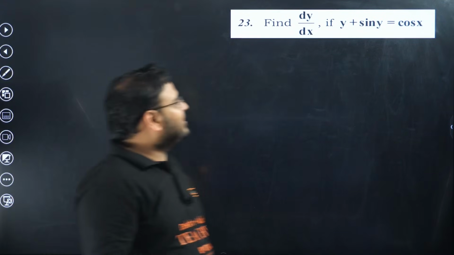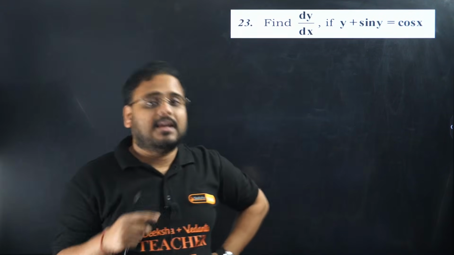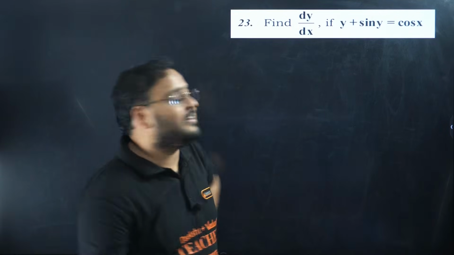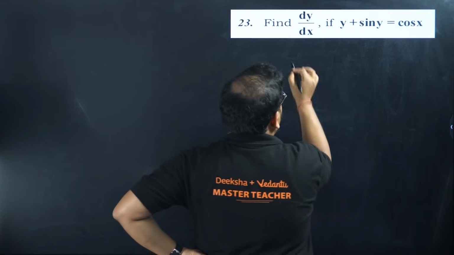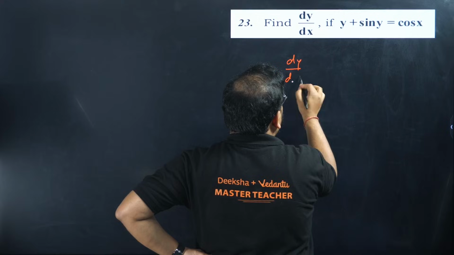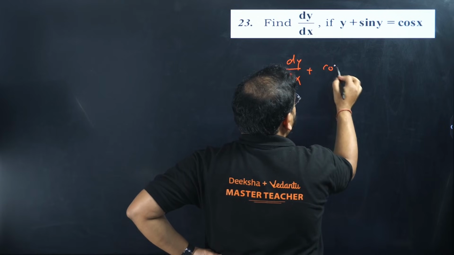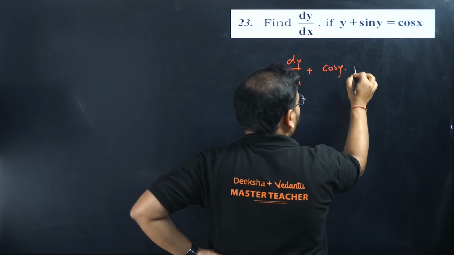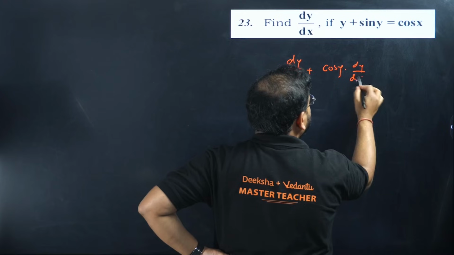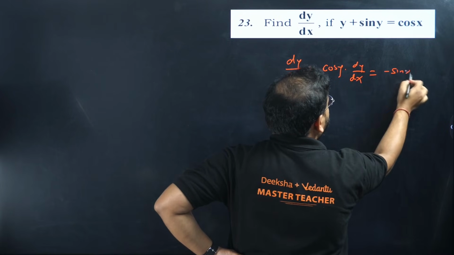23 now. Find the derivative. What type of function is this? Implicit function. The subject is not given directly. Differentiate in the same equation. You'll have dy by dx for this side. Sin y will become cos y. You have to continue with chain rule. So again you'll get dy by dx minus sin x.